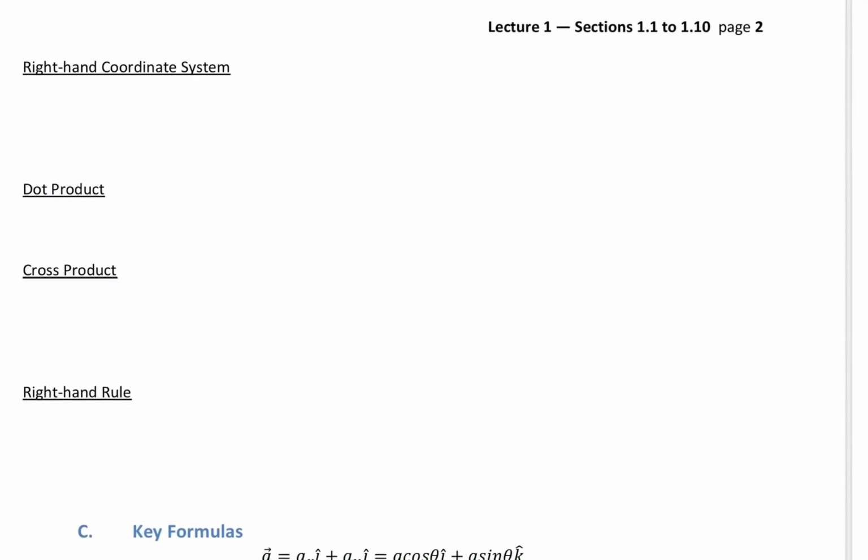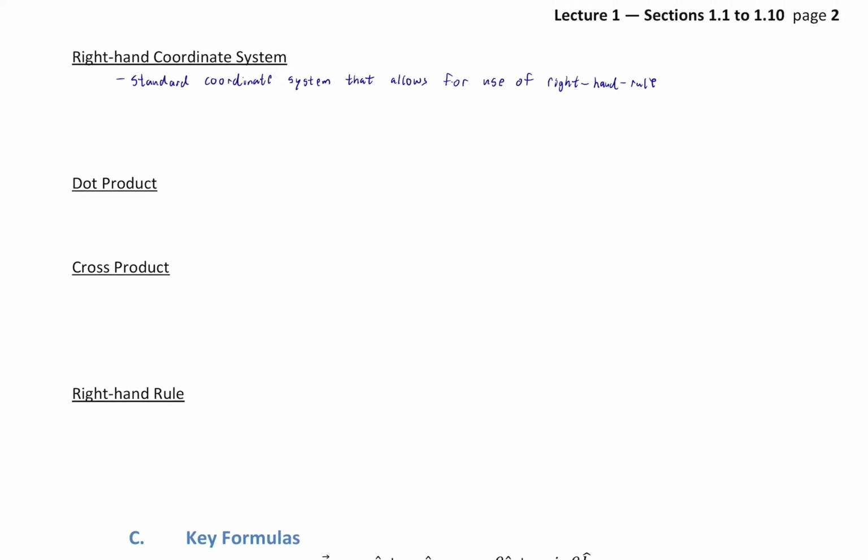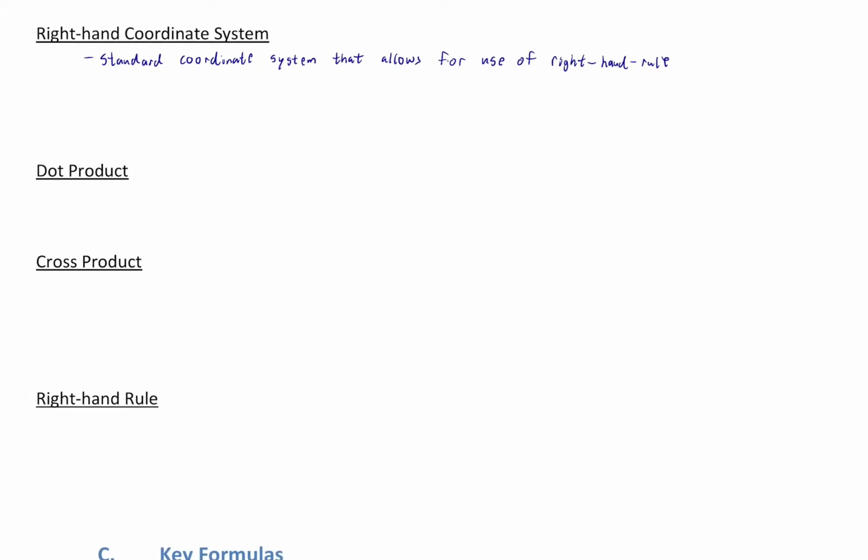All right, so since we are talking about 3D coordinate systems, 3D axes, let's establish the idea that they have to be a right-handed coordinate system. All right, well, what is that? Well, it is a standard coordinate system that allows for use of something called the right-hand rule, which we'll talk about in just a minute.